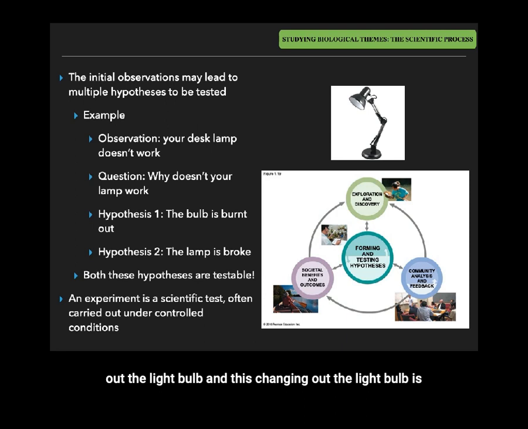These hypotheses can then be tested simply by changing out the light bulb, and this changing out the light bulb is our example of an experiment, the scientific test. And we could carry this out under controlled conditions by checking our other lamps and maybe even changing out their bulbs as well.